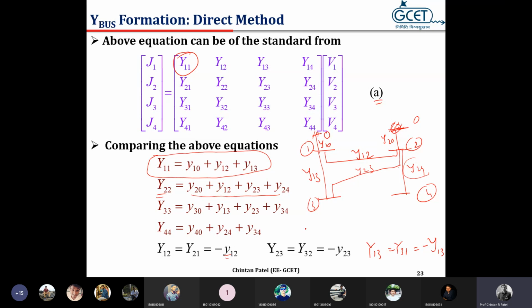In a similar way, Y33 is the summation of all the admittances connected at bus number 3, and Y44 is the summation of all the admittances connected at bus number 4.